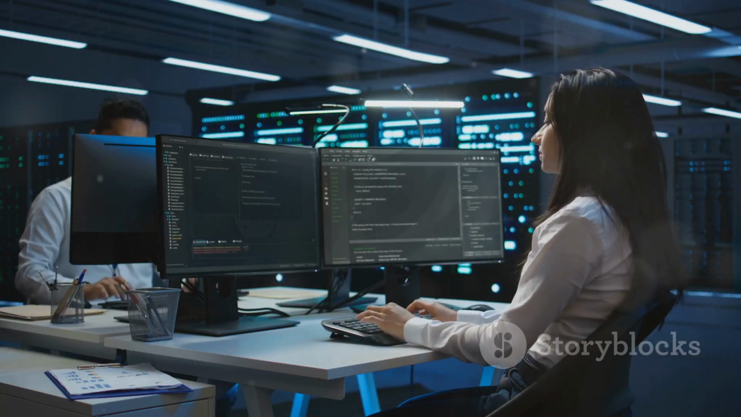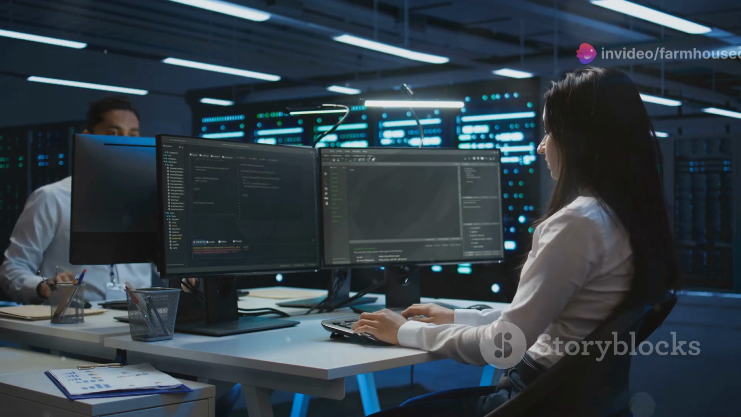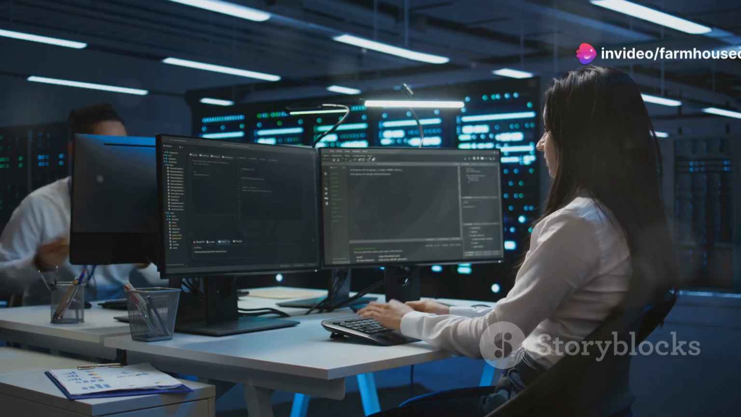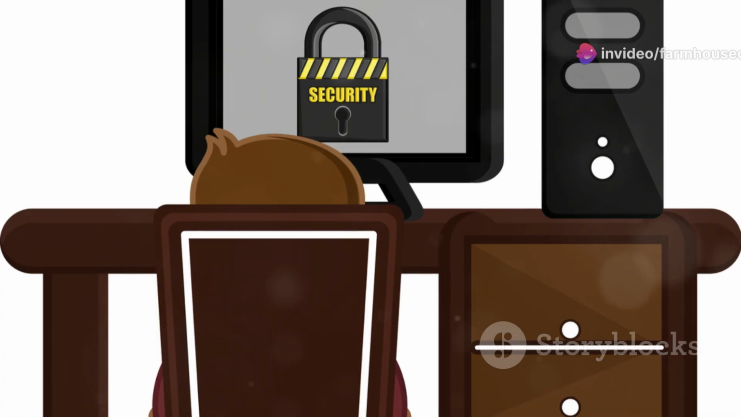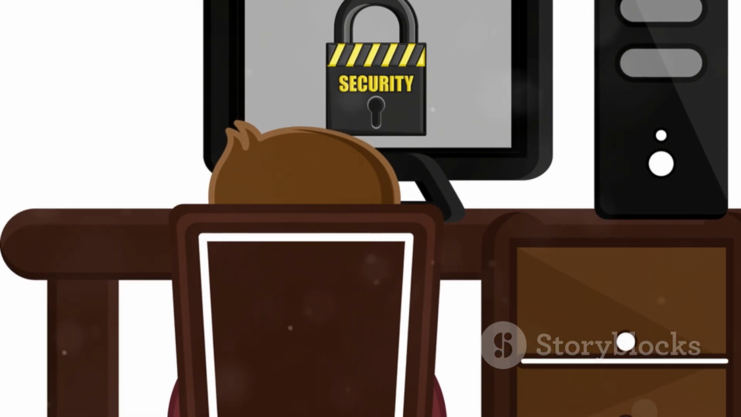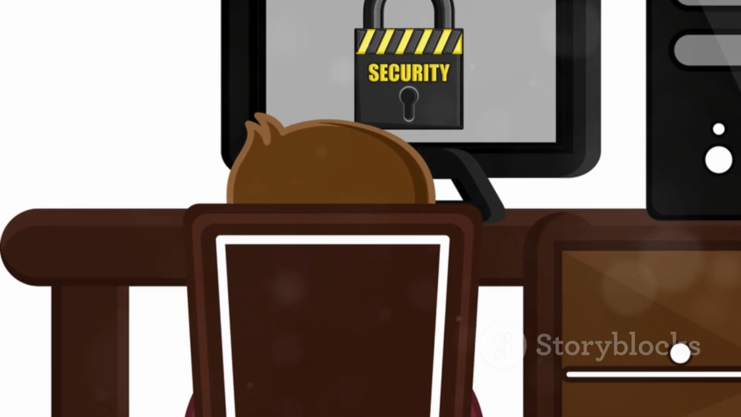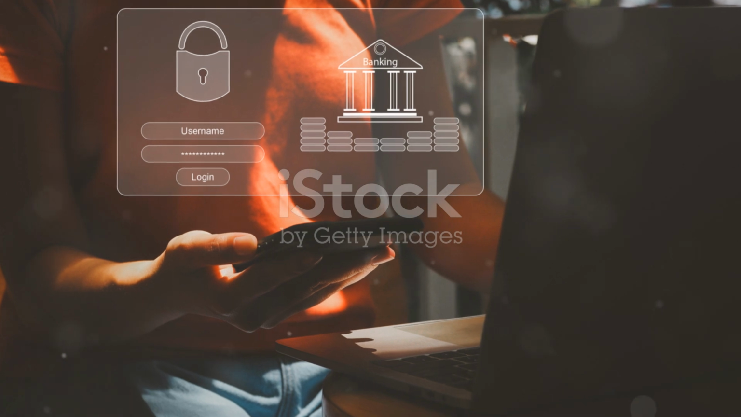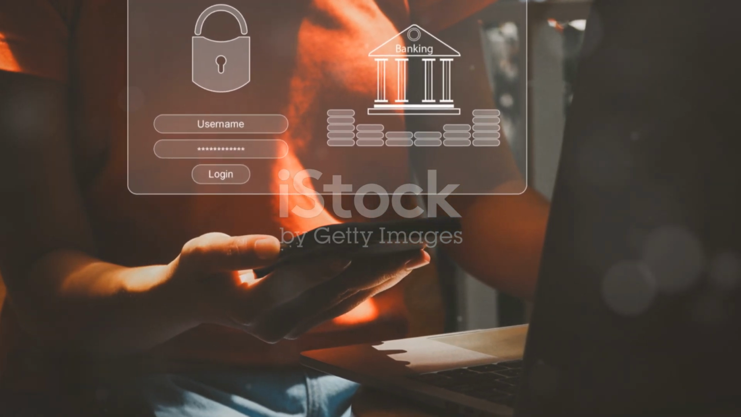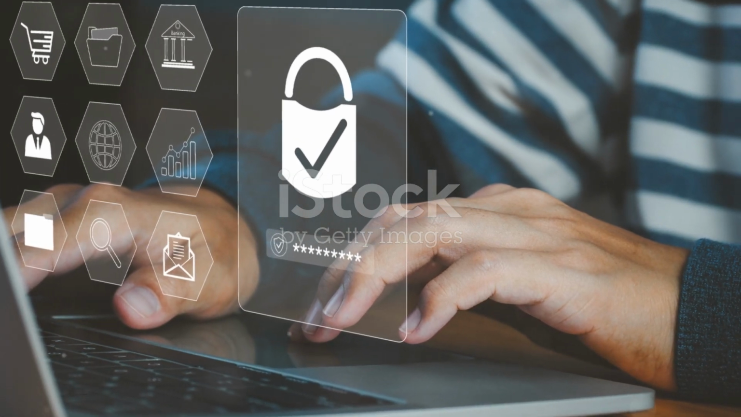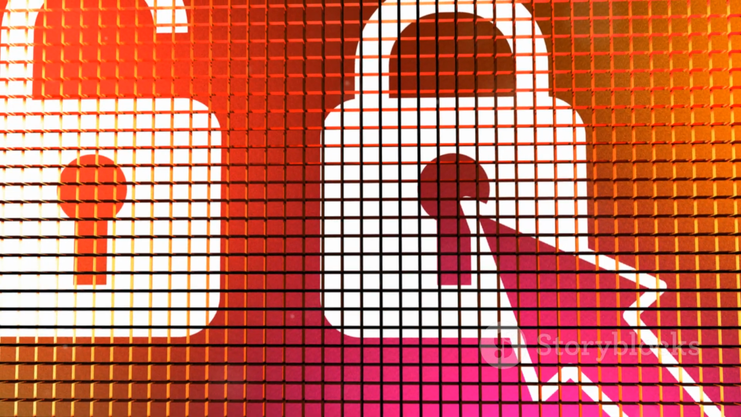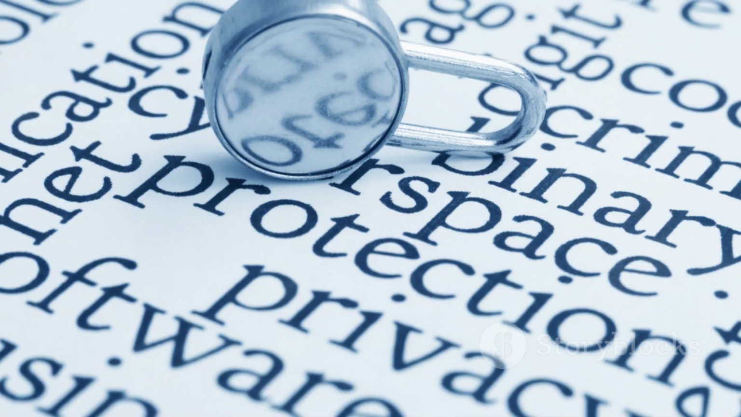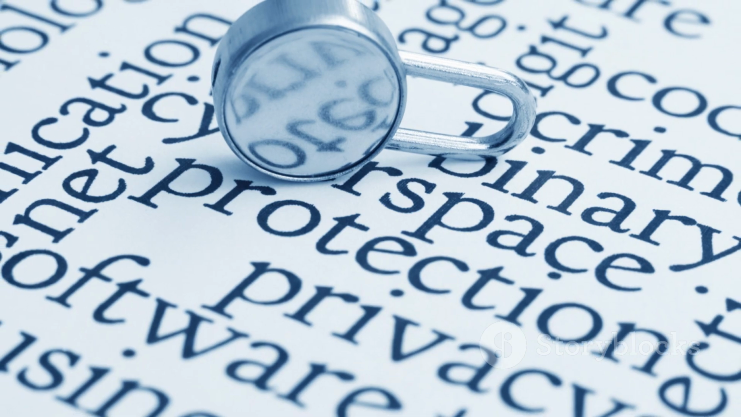It's the unsung hero working tirelessly behind the scenes to protect our privacy, secure our communications, and keep our online experiences safe from harm. From online banking and email security to password protection and virtual private networks, cryptography is everywhere, silently safeguarding our data and ensuring that we can navigate the digital world with confidence. So, the next time you're online, take a moment to appreciate the silent guardian of the digital age: cryptography.